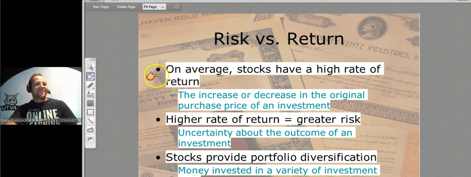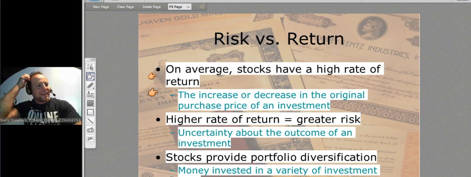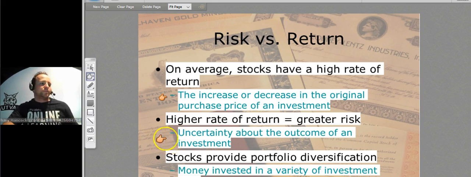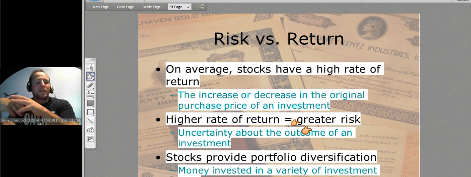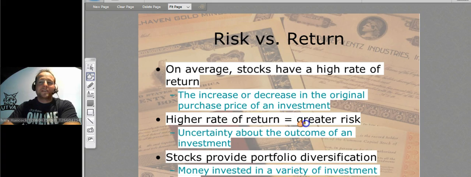How's that? Okay, so risk and return, okay? Average stocks have high rates of return. They increase or decrease from the original purchase price of the investment. The higher rate of return equals more risk. So the more risk you're willing to put in, the greater return you might be able to get. So I think I talked to you guys about cryptocurrency not too long ago. Cryptocurrency has a very high amount of risk, and I told you I might be investing in some cryptocurrency, but there's actually a high rate of return.